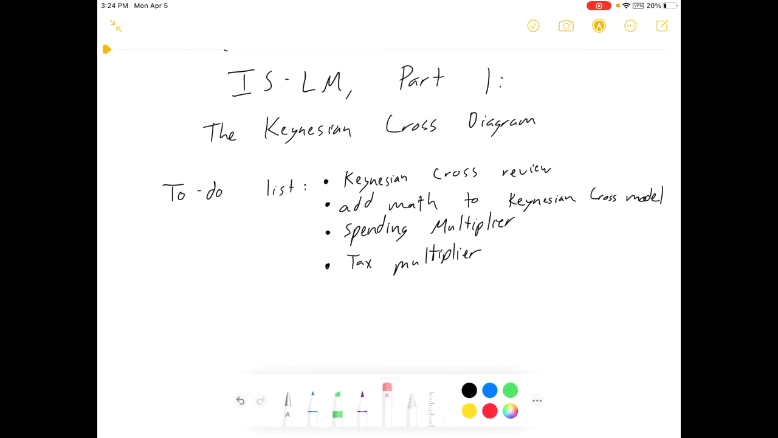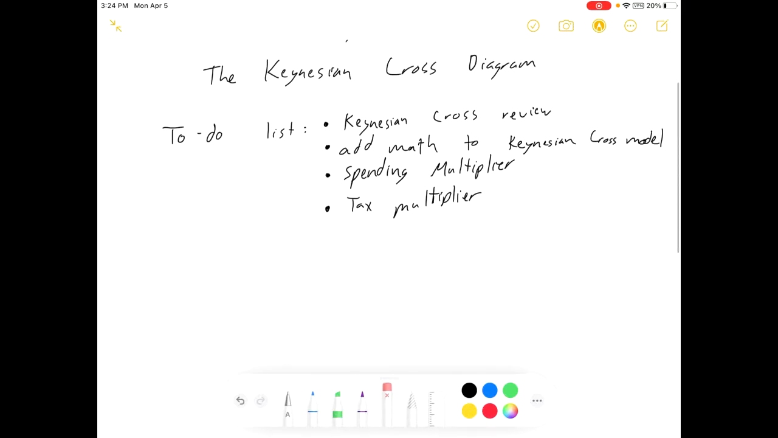Although this one's not really IS-LM, it's about the Keynesian Cross. But that's an important part of it. So here's what we're going to do. We're going to review the Keynesian Cross. I'm going to be a little bit more advanced than I would be in a principles course. And we'll talk about the spending and the tax multiplier. And then in the following videos, we'll really dig into the IS-LM. So if you don't want to watch a Keynesian Cross video, you can go to part 2 and have fun.